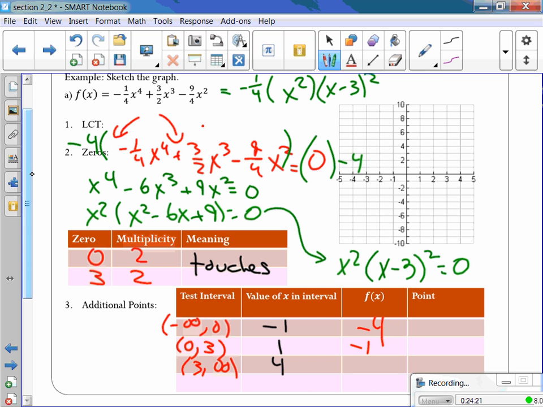Now let's plot this. So we have our zeros at 0 and 3. End behavior, we know. Sean told us falling on the left and on the right. And I also have some additional points at negative 1, negative 4, and 1, negative 1. What does that look like?